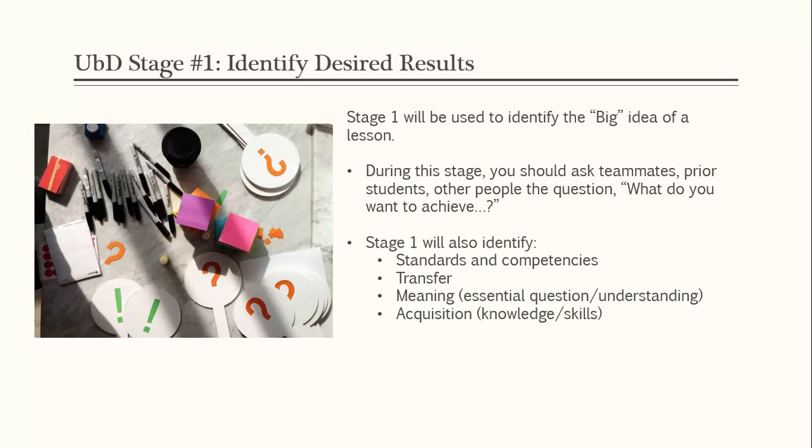UbD Stage 1, identify desired results, will be used to identify the big idea of a lesson. During this stage, you should ask teammates, prior students, other people the question, what do you want to achieve? Stage 1 will also identify standards and competencies, transfer, meaning via essential question or understanding, acquisition, knowledge, and skills. I will explain each element in detail on the next slide.